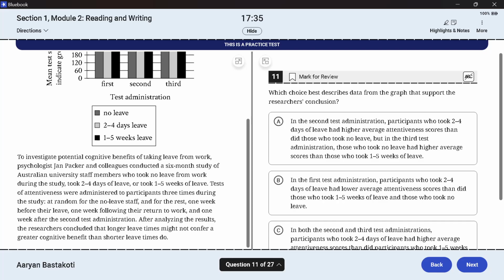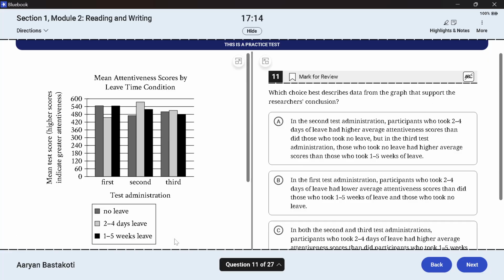Tests of attentiveness were administered to participants 3 times during the study at random for the no leave staff, and for the rest, 1 week before their leave, 1 week following their return to work, and 1 week after the second test administration. After analyzing the results, the researchers concluded that longer leave times might not confer a greater cognitive benefit than shorter leave times do. Okay, what do we need? Longer leave times and shorter leave times do not allow better benefits, things like that.